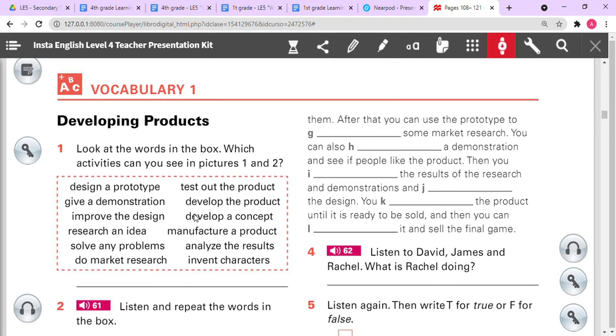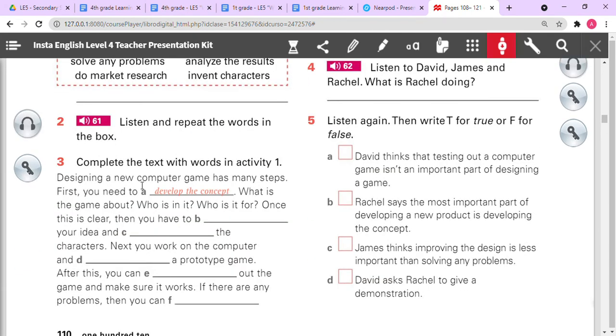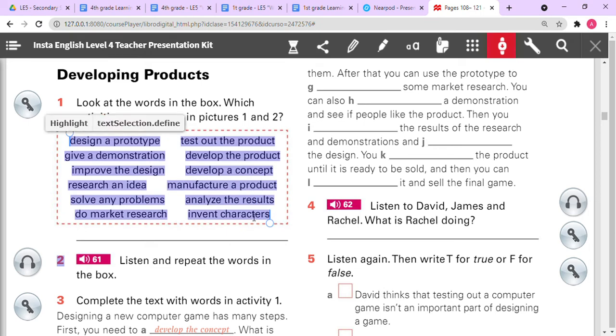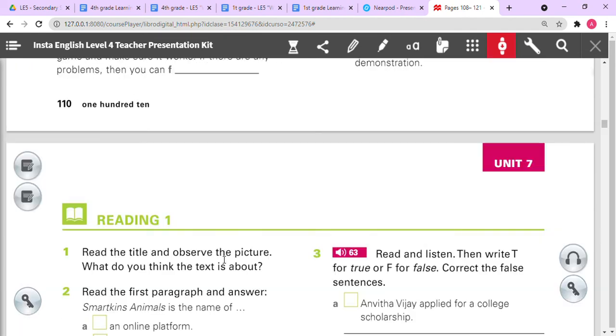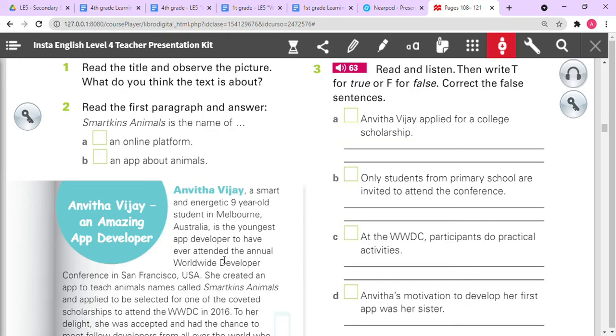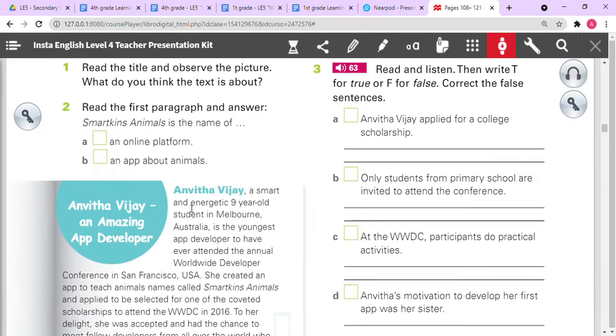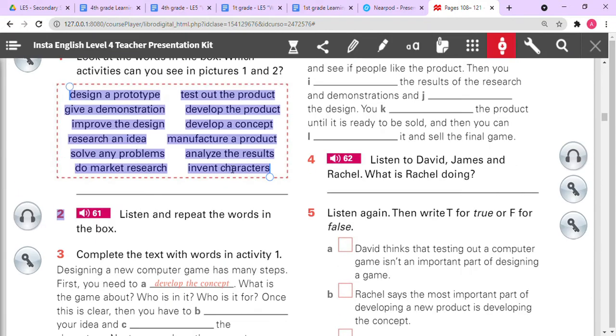If there are no problems, we continue with activity number 3. Complete the text with the words in activity 1. So, boys, girls, this vocabulary is going to be the key to answer all the activities here, okay, on page 110. And maybe you can find one of those words or phrases on the next page. Now let's see. Complete the text with the words in activity 1.